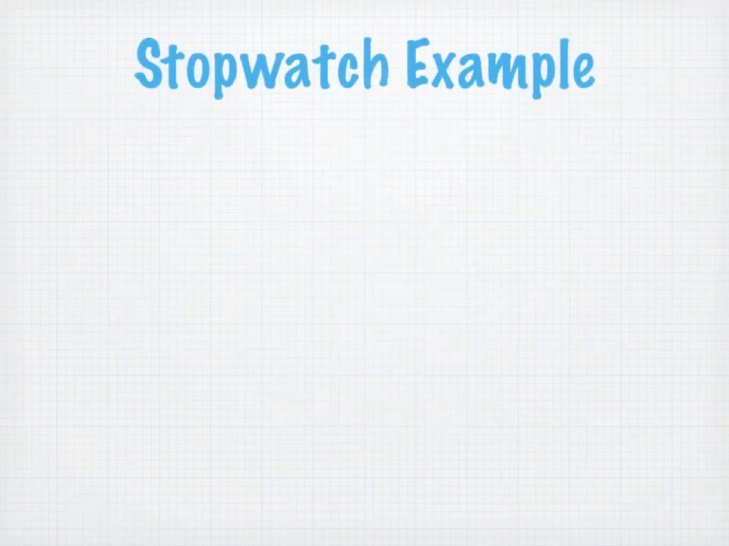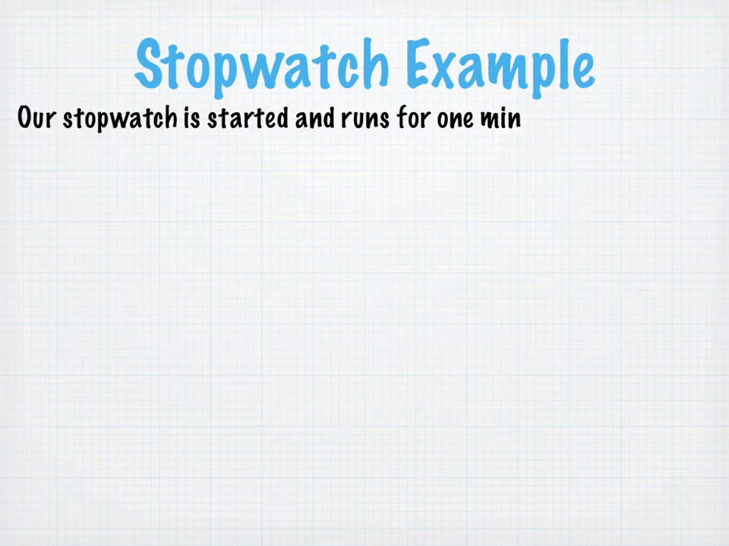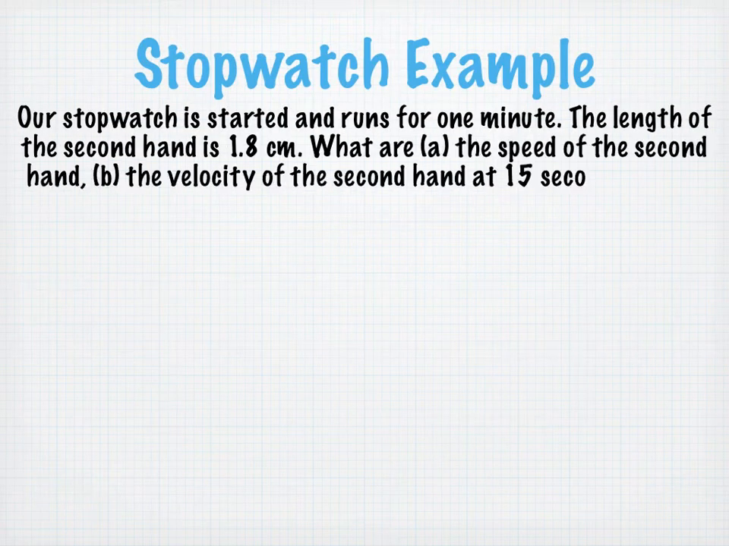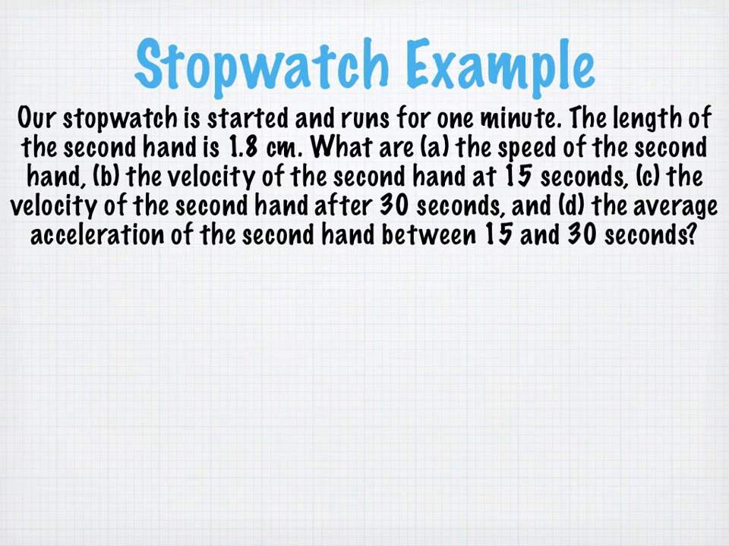Let's look at uniform circular motion with our stopwatch a little more. Our stopwatch is started and runs for 1 minute. The length of the second hand is 1.8 centimeters. What are A, the speed of the second hand, B, the velocity of the second hand after 15 seconds, C, the velocity of the second hand after 30 seconds, and D, the average acceleration of the second hand between 15 and 30 seconds. Let's start with part A.